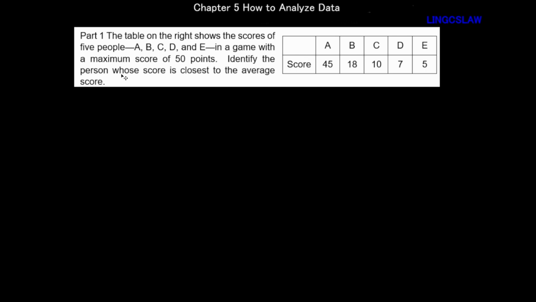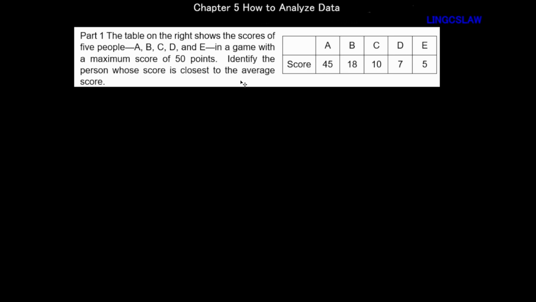In a game with a maximum score of 50 points. So maximum score is 50. So 45 is pretty good, and 5 is not good. Identify the person whose score is closest to the average score.